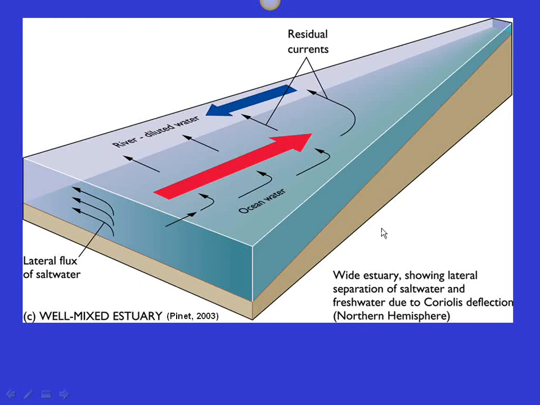Then the well-mixed estuaries, which are actually more difficult to observe. Schematically they're laterally stratified instead of vertically stratified, so to speak. So there are lateral gradients instead of vertical gradients. You can see the river diluted water trying to come out on the right side when you look out toward the ocean, and then the ocean water coming in on this side. And that's because of the effects of Coriolis. But again, I insist that this is in the northern hemisphere, so keep that in mind.